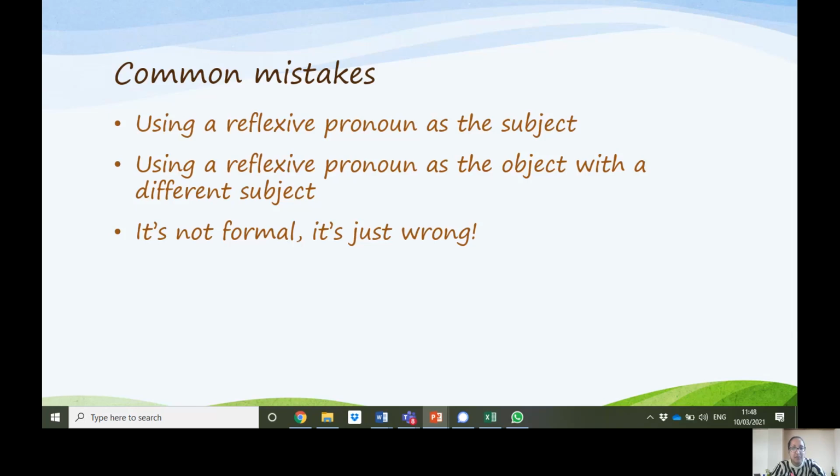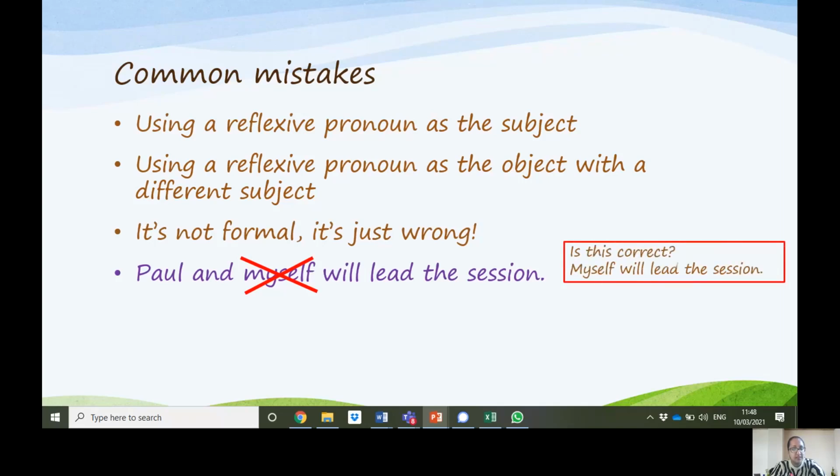Let's look at a couple of examples. Paul and myself will lead the session. No, we can't say myself will lead the session. Is it correct if we forget about Paul, if it's only me? Can we say myself will lead the session? We can't. We say I will lead the session. So if we add Paul, Paul and I will lead the session.